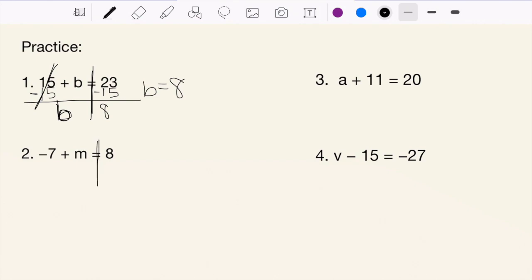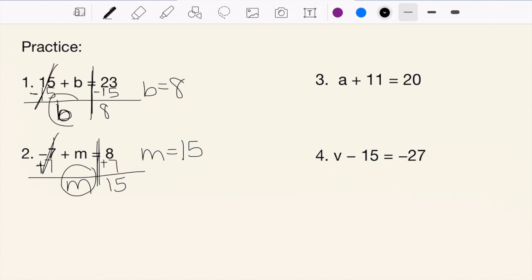I'm going to start by dividing between both sides of the equals. And I have negative 7 plus m equals 8. Because this is negative 7, I'm going to add 7, which cancels out. I'm left with m. Whatever I do to one side, I have to do to the other, so plus 7. 8 plus 7 is 15. So m equals 15. See, I'm trying to get that variable by itself on one side of the equal sign.